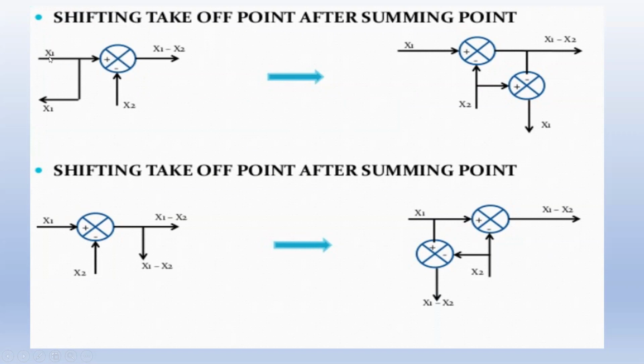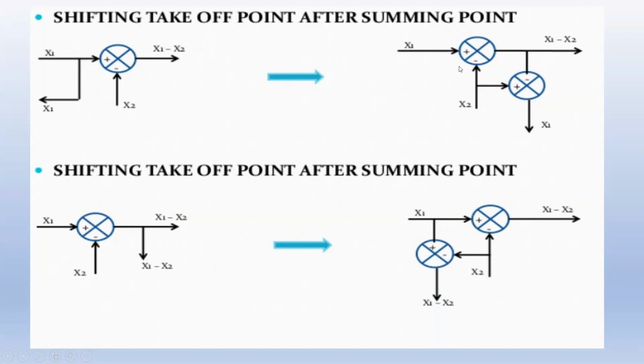Let us see. Let x1 be this input, and the takeoff point will have the same signal. So x1 will be at the takeoff point, and the second input be x2, thereby giving us x1 minus x2 as the output.